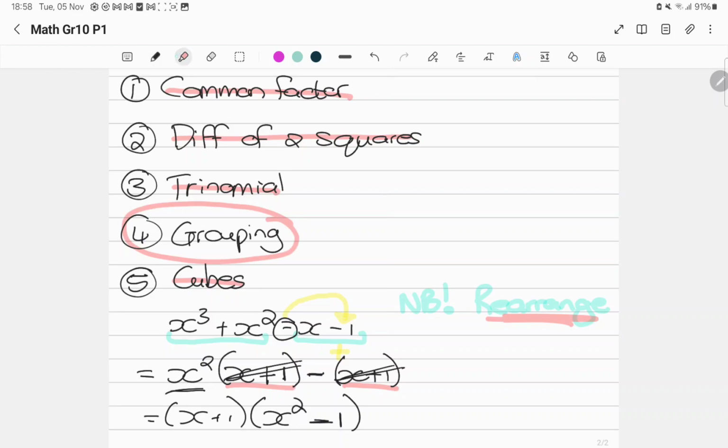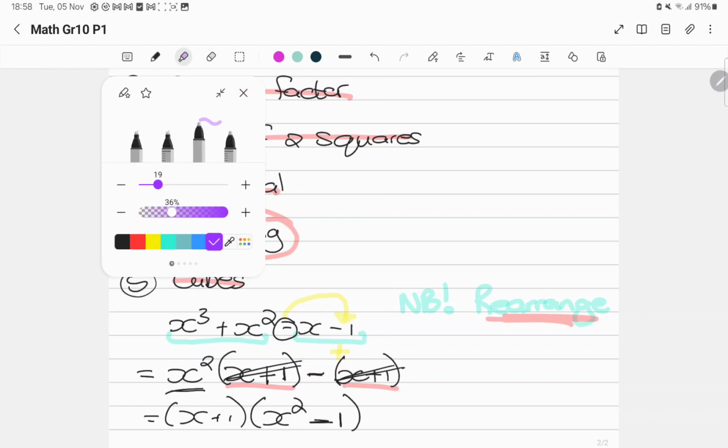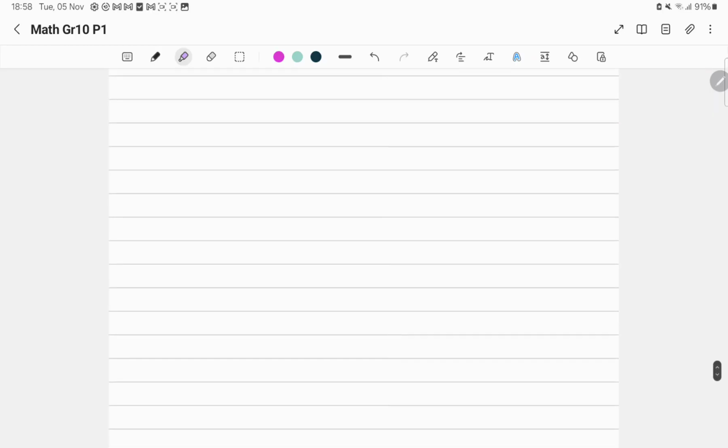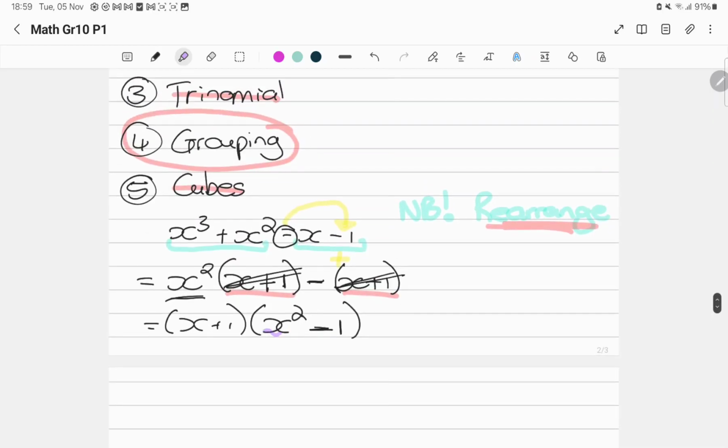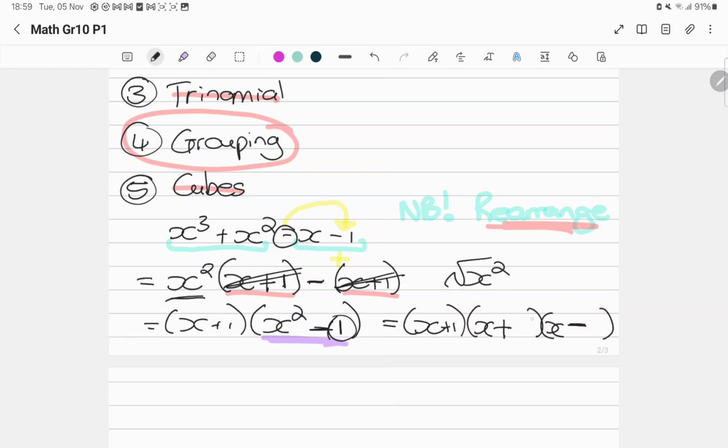Then always, before you decide you're done, make 100% sure: is there nothing else I can factorize? Because in this case, for example, I still have the difference of 2 squares, which means I have my x plus 1, and then with the difference of 2 squares I have 2 brackets, one with a plus and one with a negative. I find the square root of x squared, which gives me x, and the square root of 1, which gives me 1. And now that is my final answer.